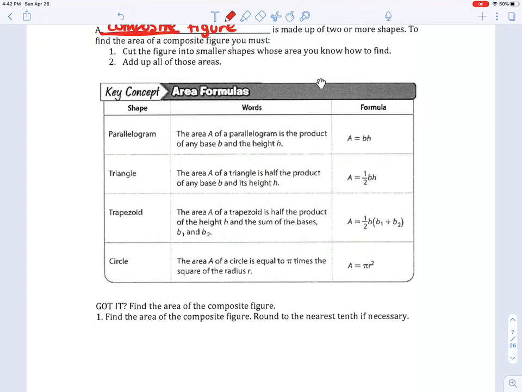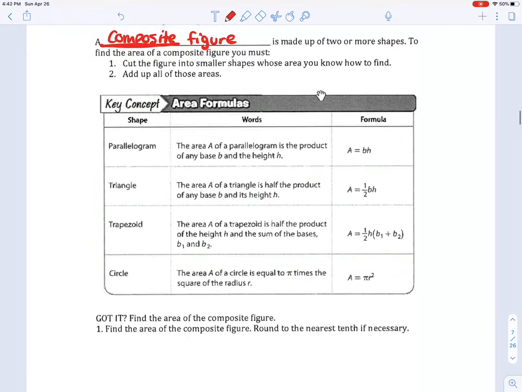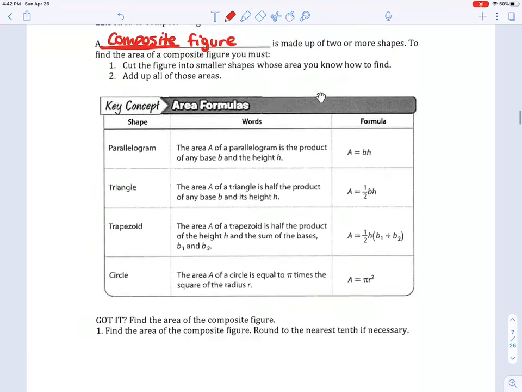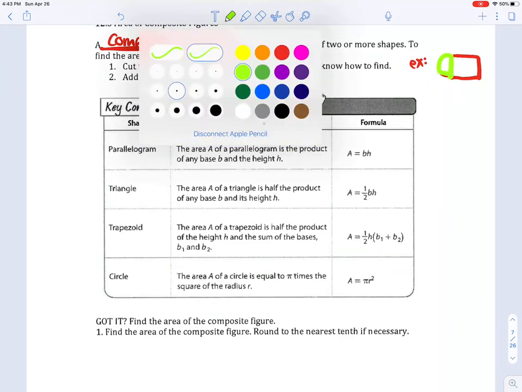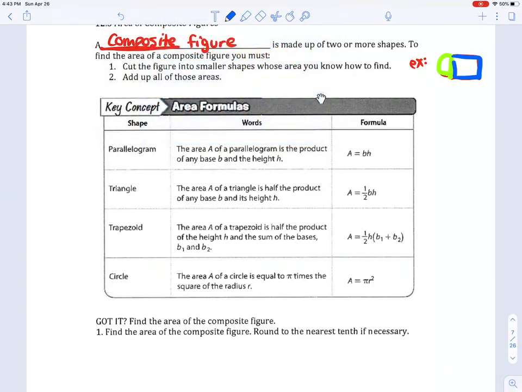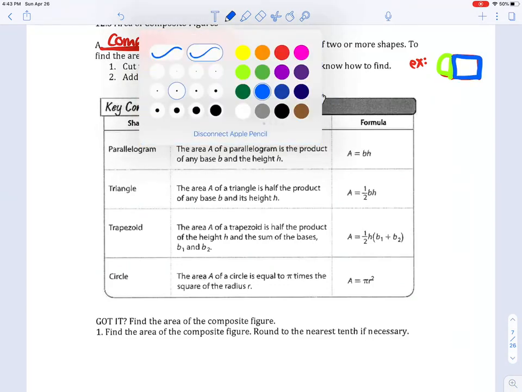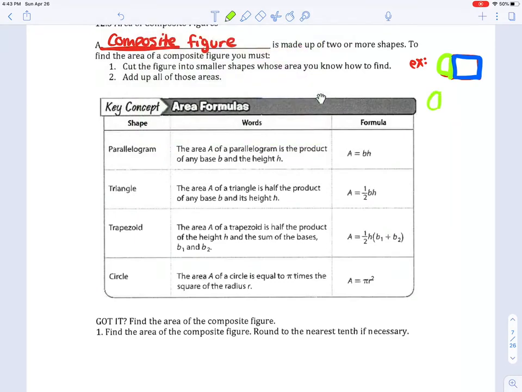Okay, so we don't have an actual equation that says composite figure because these figures are going to be different shapes. So if I had something that looks like this. Now, that's not a parallelogram, it's not a triangle, it's not a trapezoid, it's not a circle. But if I look, I see this is a half circle, and I see this is a parallelogram. So I could take the area of the half circle and I could add it to my parallelogram. Then I would have the full shape.